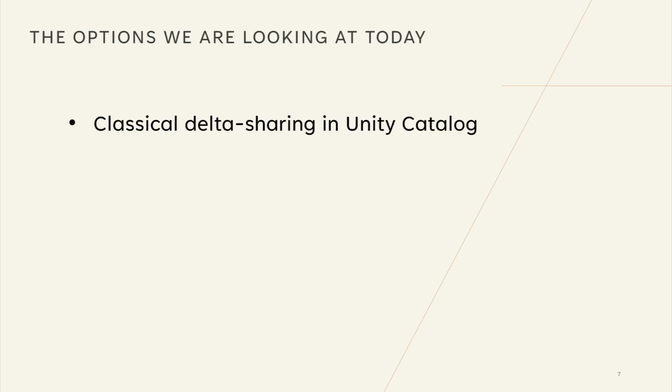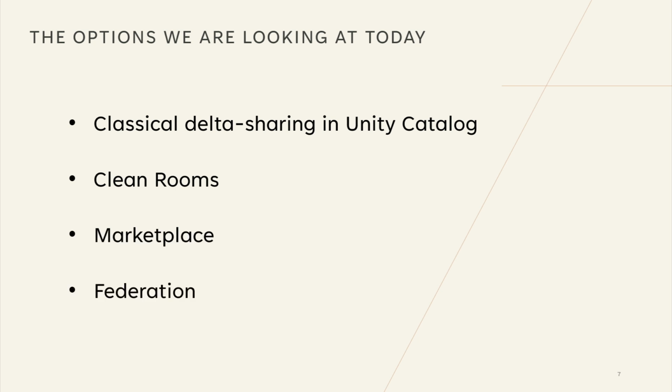So the options we are looking at today are classical Delta Sharing in Unity Catalog, using the native Delta Sharing tab inside Unity Catalog. Then Clean Rooms, which I would say is like the version 2.0 of Delta Sharing. And we will take a quick look at Marketplace and Federation.